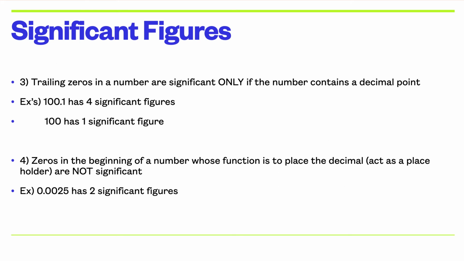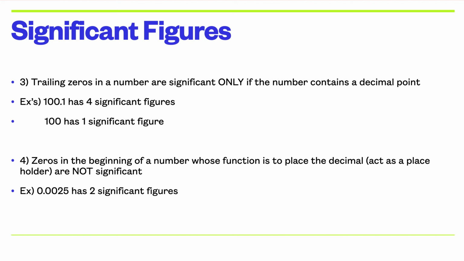Number 3: trailing zeros in a number are significant only if the number contains a decimal point. For example, we have 100.1. That has 4 significant figures. The decimal point is an indicator that those digits are significant, and they would also be significant no matter what, because the zeros are in between non-zero digits. Now 100 only has 1 significant figure because there's no decimal point after that last zero, so just that 1 is the only significant figure there.